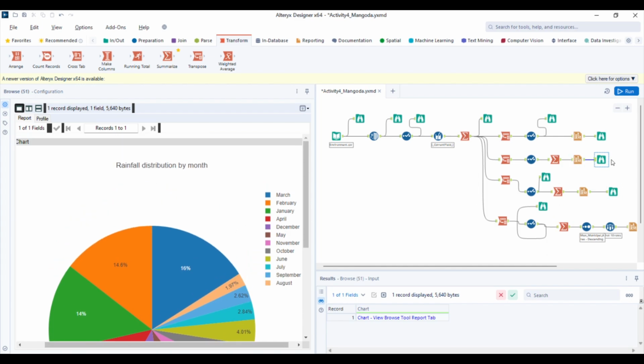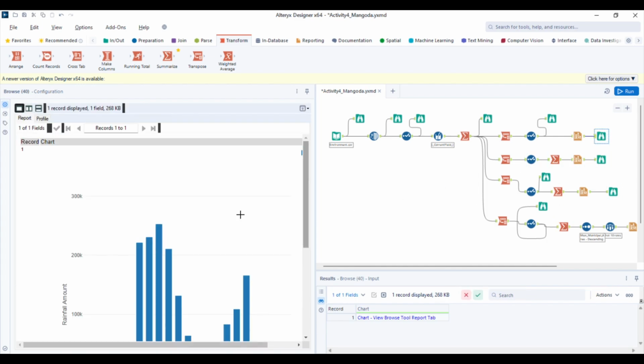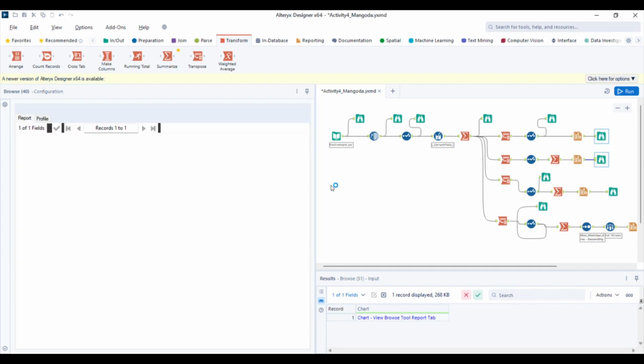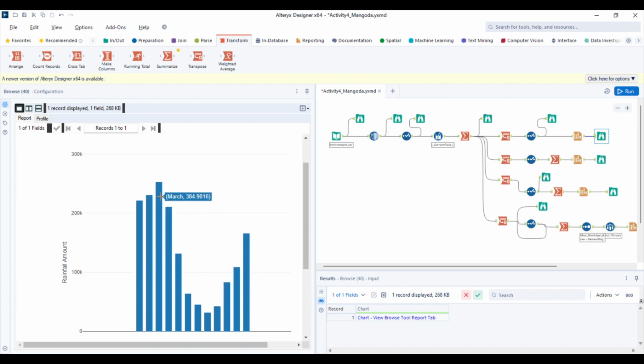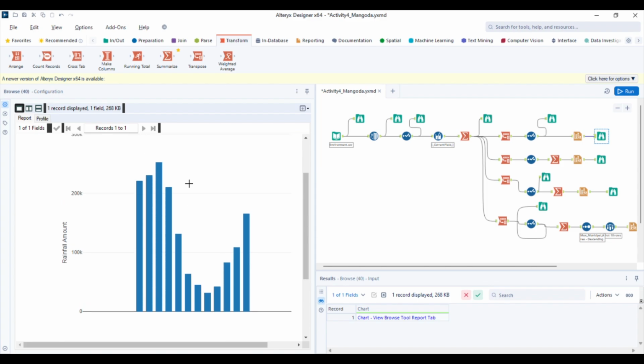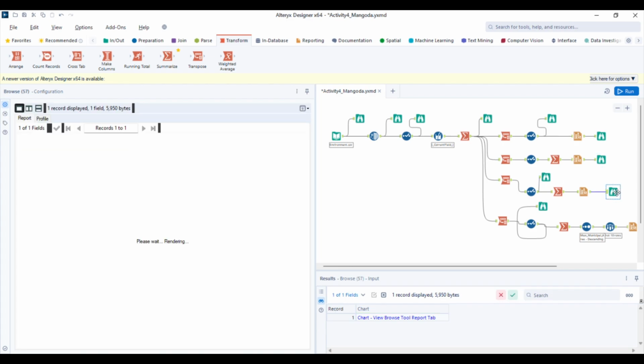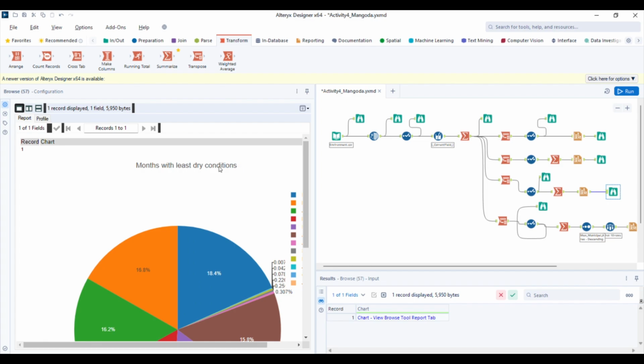The difference between the first data visualization and this pie chart is that the first is more on the volume side, the rainfall amount in a certain month, while this one is the rainfall distribution, more like the frequency of rainfall.